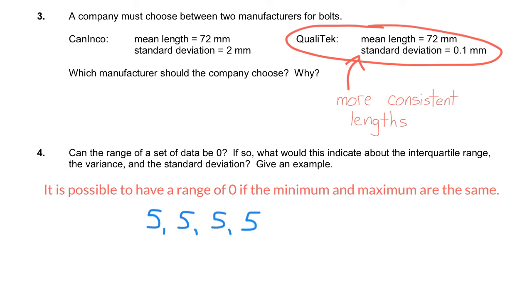In this list of numbers, all my values are the same. So the range would be the difference between my lowest and my highest number. It's zero. The range is zero. So the variance and the standard deviation are all zero because there is no deviation from the mean. The mean is 5. There is no deviation from that.